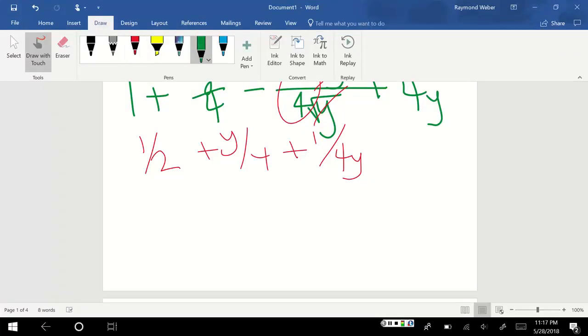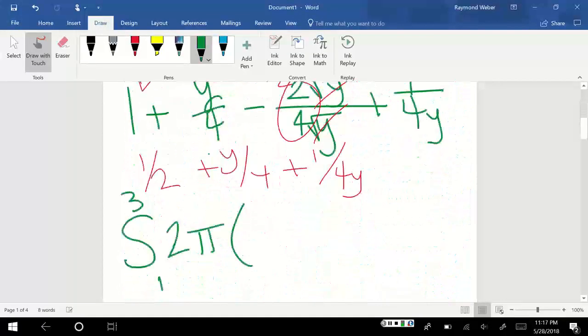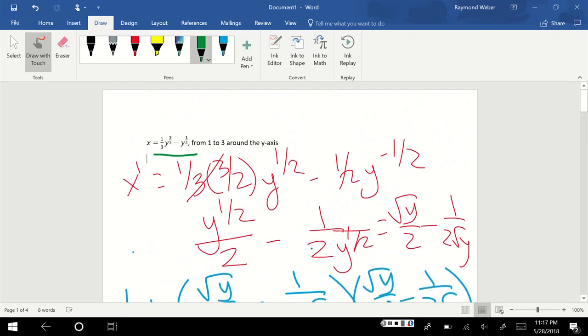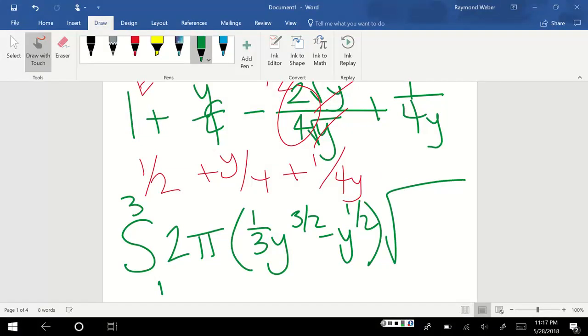Okay, now I'm going to put this all into the integral. So I want to go from 1 to 3, 2 pi. I put my original equation. So I'm going to go back up here, and I need to use this, remember? So I have 1/3 y to 3/2 minus, what do I got? Minus y to the 1/4 times the radical of all of this. And then this is dy.